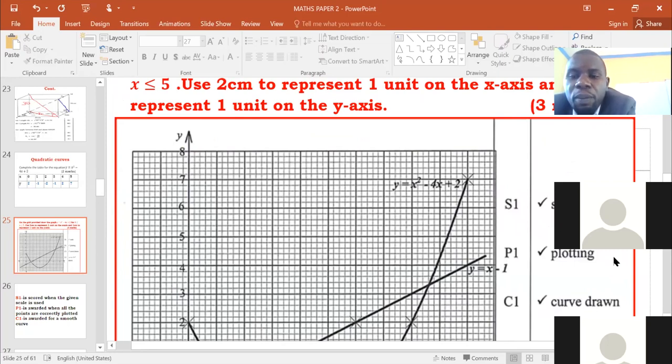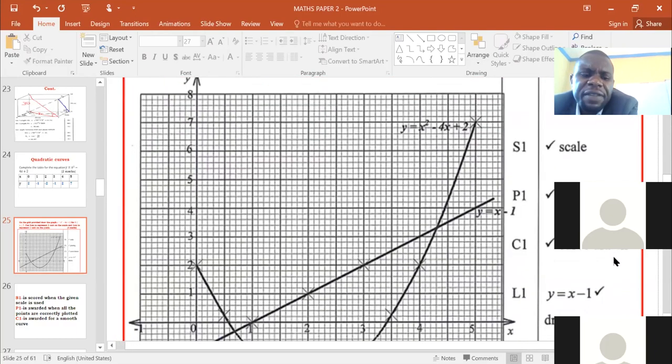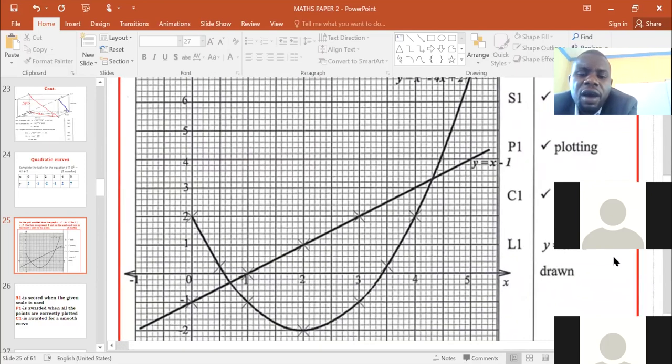Now, the second mark is for plotting. We are only testing your knowledge. Can you transfer what you have on the table to the graph? That's simple. Just plot the values and score the marks. And then on plotting, we encourage that you use just a star, a simple star. We discourage using dots because I may use a very small dot, and in the process of drawing the curve, the dot disappears. But the examiner marking your paper is looking for evidence of plotting. So use just a small cross that is visible.